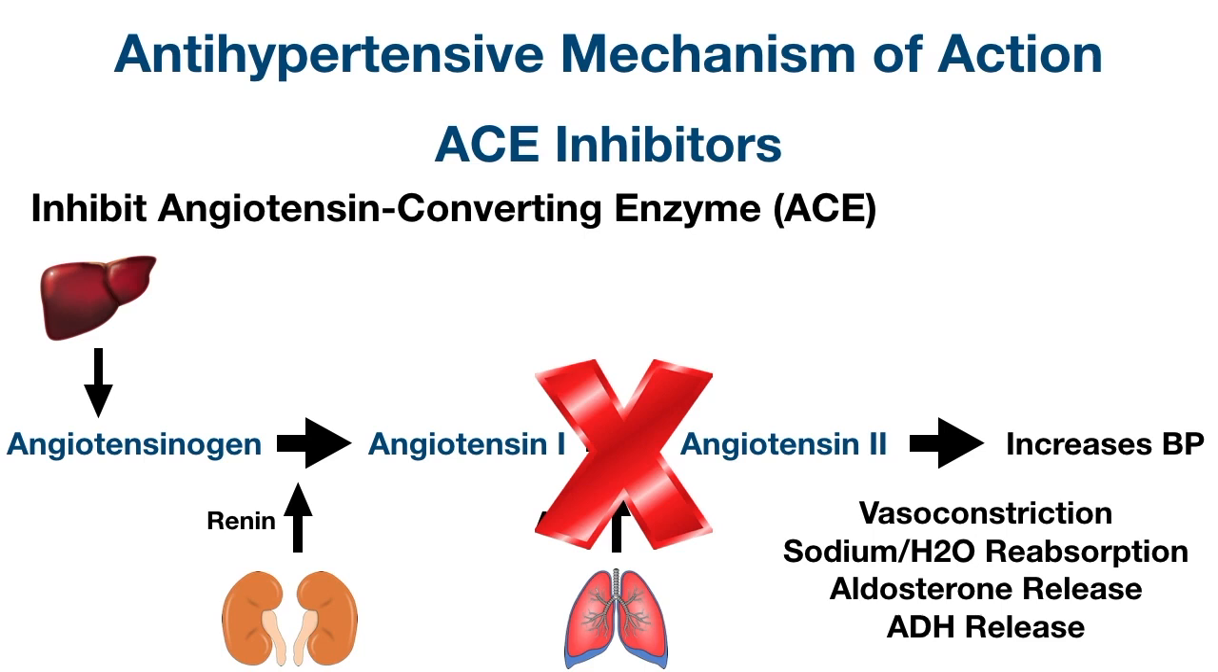Without angiotensin II, we won't have the downstream effects of raising blood pressure. This can control high blood pressure as a result. There's a previous EasyMed video on the renin-angiotensin-aldosterone system if you want more information on this. It's linked down below in the description.